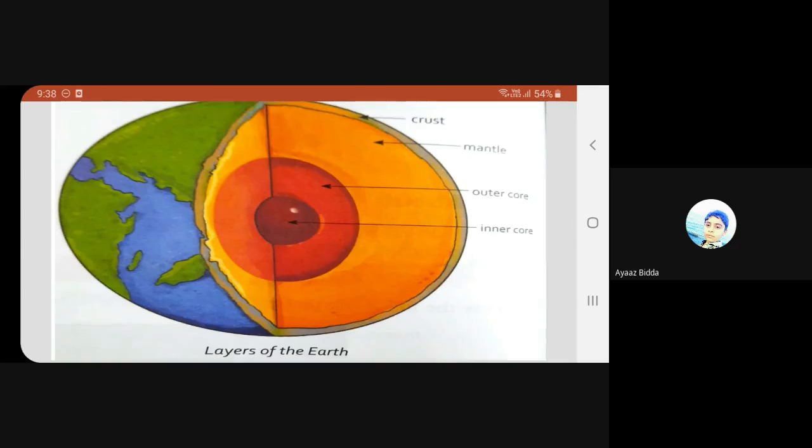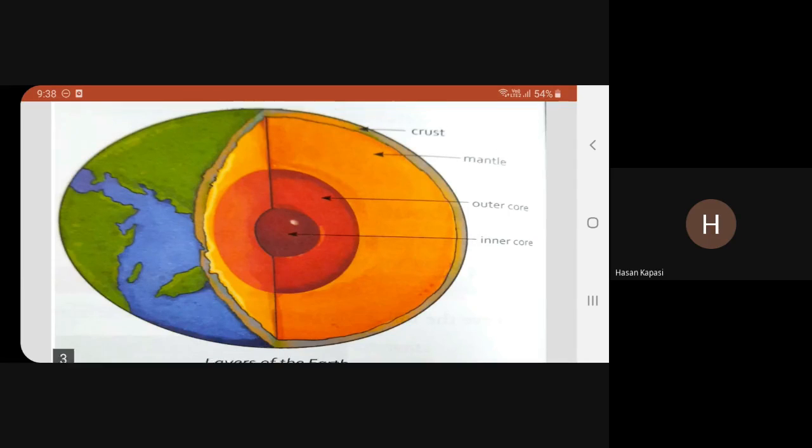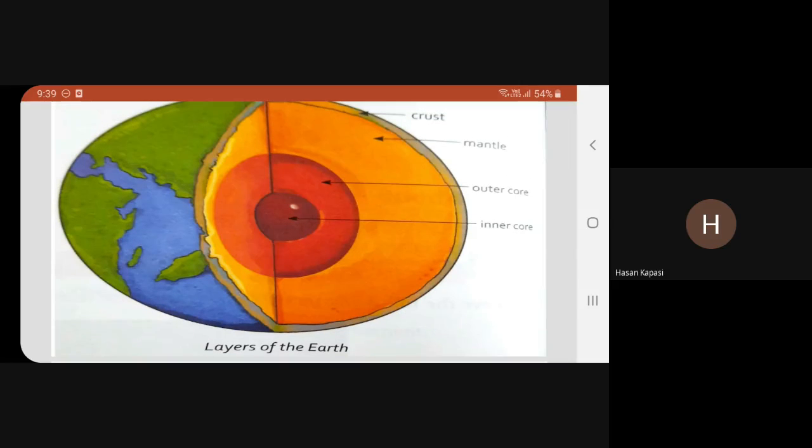The inner core is entirely made up of iron. It's like a solid ball. The inner core is like that solid ball made up of iron. Are you understanding? Yes. That is the thing which you were saying: because of that, the core of the earth is very hot. Got it? Understand? Yes, ma'am. So this is all about the three layers of the earth: crust, mantle, and core. Got it?